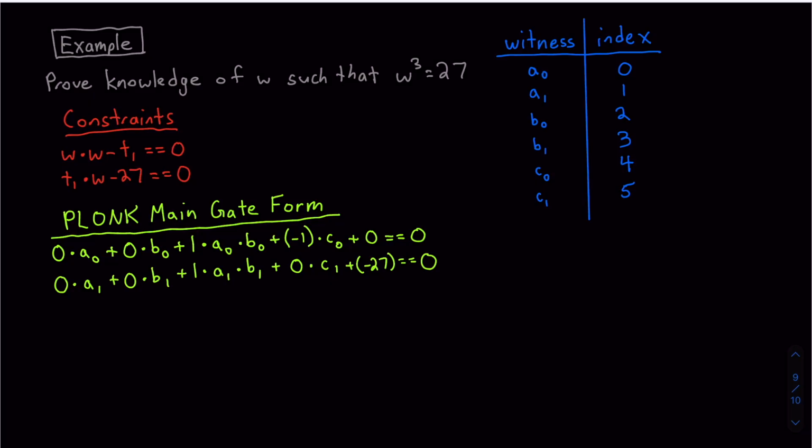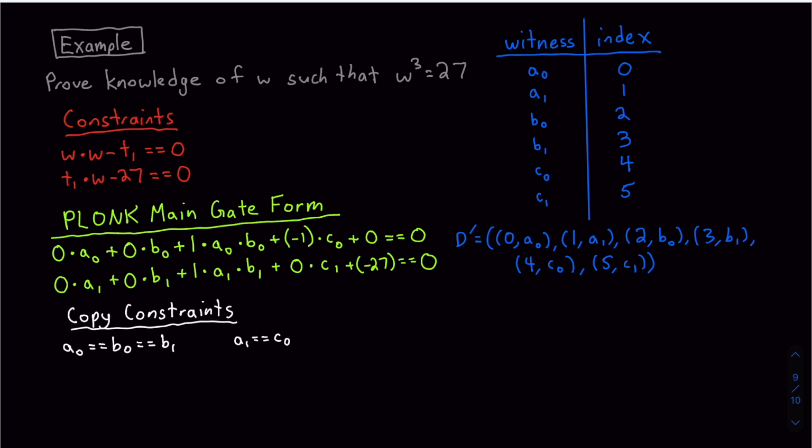The witness values are analogous to our original multiset D. Our positioning ordering is 0, 1, 2, 3, 4, 5. Thus, the corresponding multiset of tuples is D prime, which is the following. Now we look at our copy constraints. A0 equals B0 equals B1, and A1 equals C0. For each copy constraint, we assign each witness to the position of another witness in the same copy constraint. This reshuffling creates a prescribed permutation that enforces the equality we want.